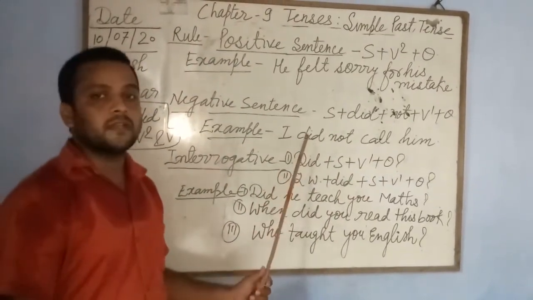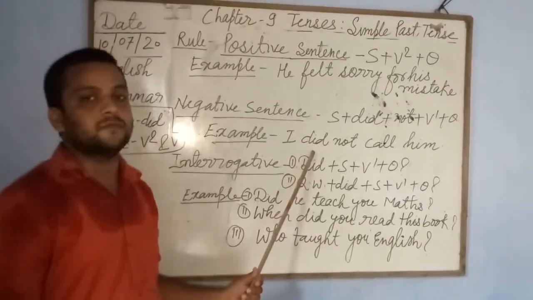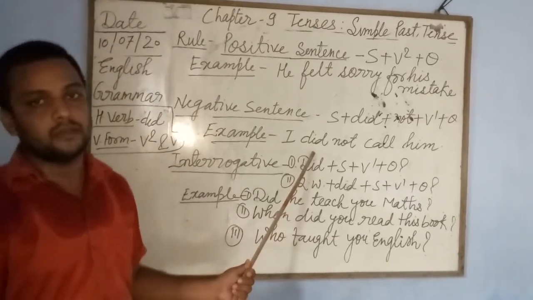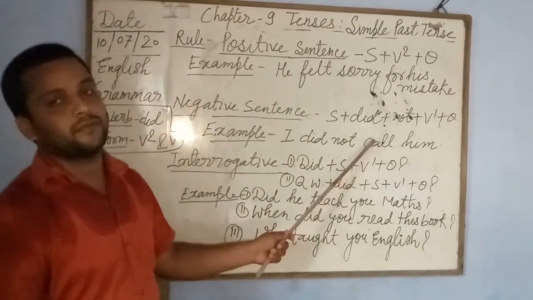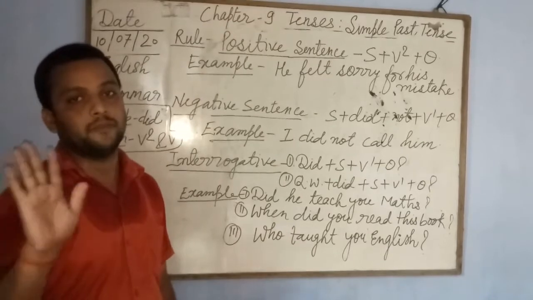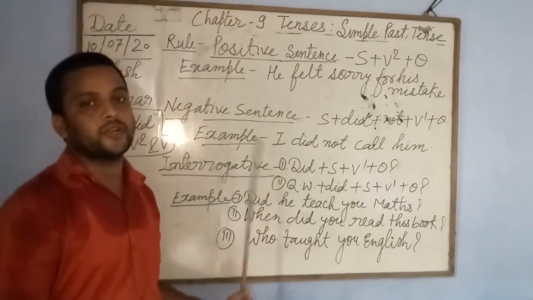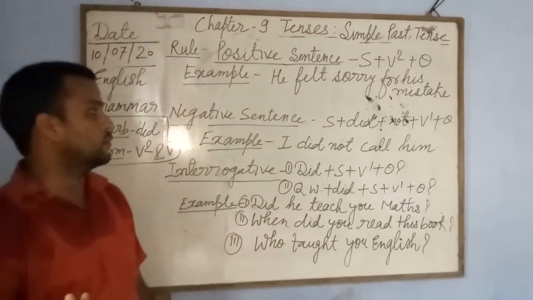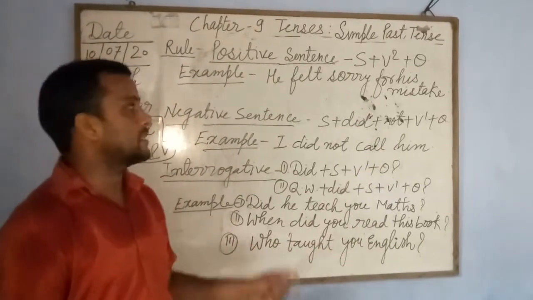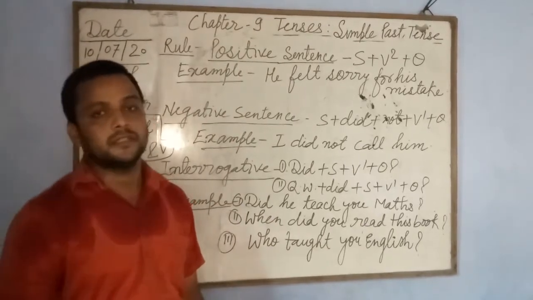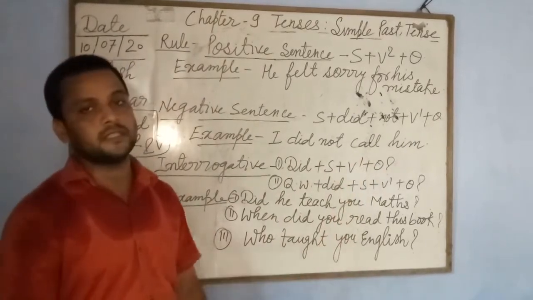I. The only helping verb of this tense is did. So with any subject, whether it is singular or plural, we use did. Then not. After that, verb first form, not verb second form. Why? I have told you the reason. When the sentence is negative or interrogative, then we will never use verb second form in this tense. When the sentence is positive or affirmative, then we use verb second form. I did not call him. That's why verb first form is here.